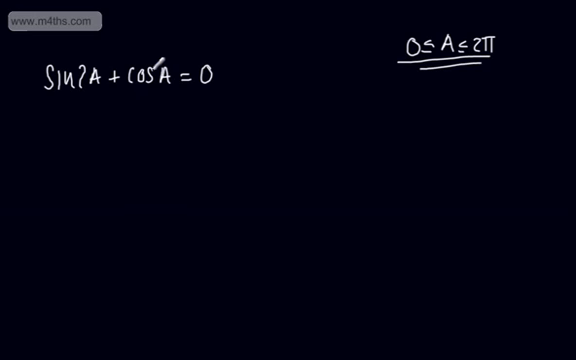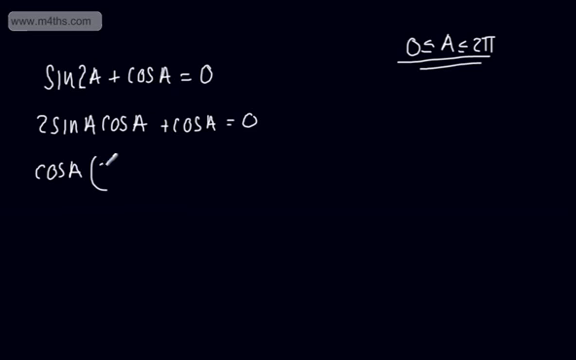Now I've got sine 2a and cos a. I say to myself, I want to change this. I don't know how to solve this at the moment, but what I could do is change one of these. Now we know that sine of 2a can be written as 2 sine a cos a, plus the cos a will be equal to 0. And now I have a common factor of cos a, which I can factor out. So I've got cos a, and that leaves me 2 sine a plus 1 is equal to 0.